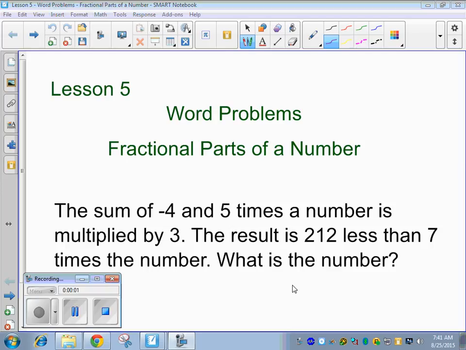All right, word problems and fractional parts of a number, which you guys have been doing for a while now.